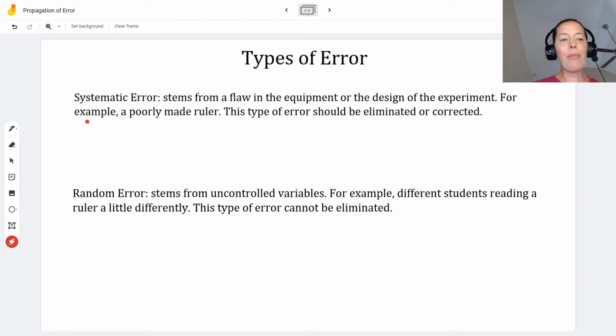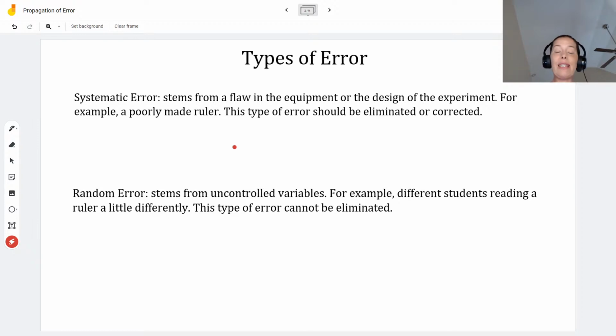So I had an example here, a poorly made ruler. Say you had a ruler and you were measuring things for a lab, but the ruler was off by like half a centimeter. Well, that would be systematic error. You have a tool that is not functioning the way it is supposed to be functioning. Or if you're using a tool that you're not familiar with, say you're using calipers and you're consistently using it wrong, that would also be a systematic error.